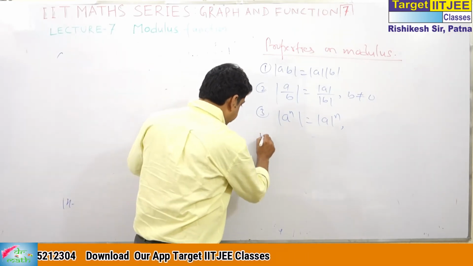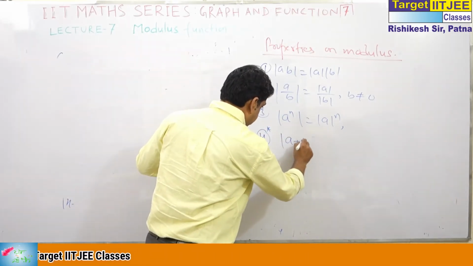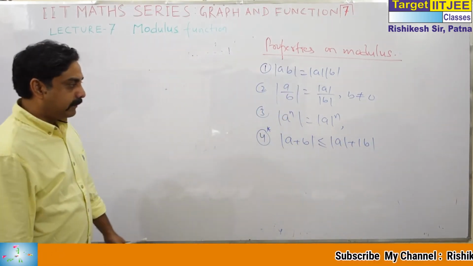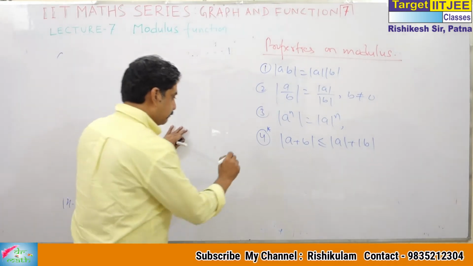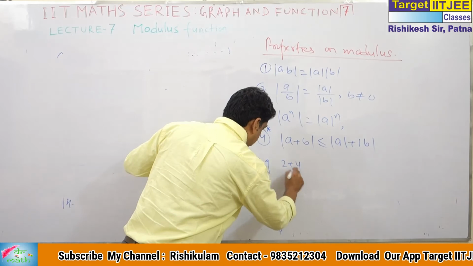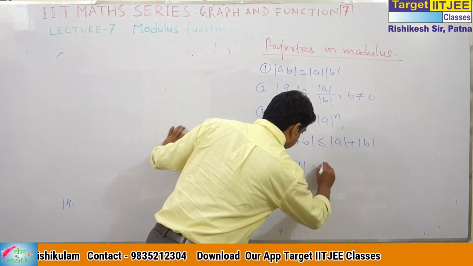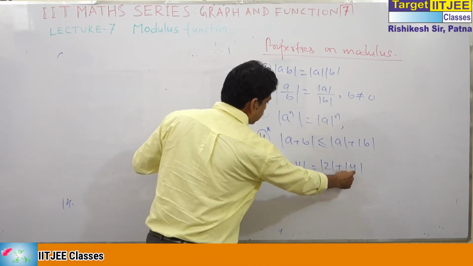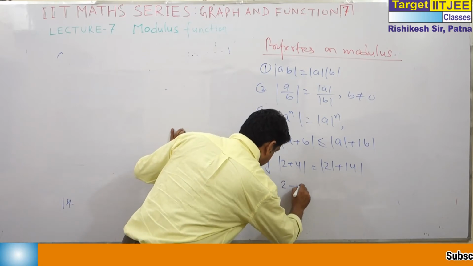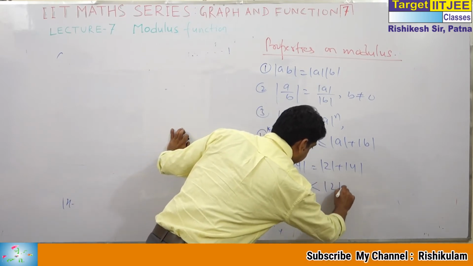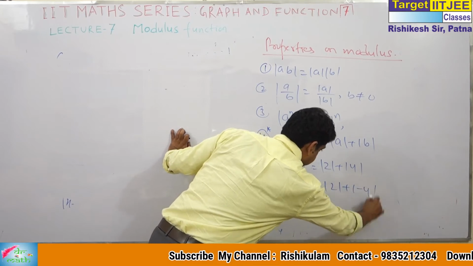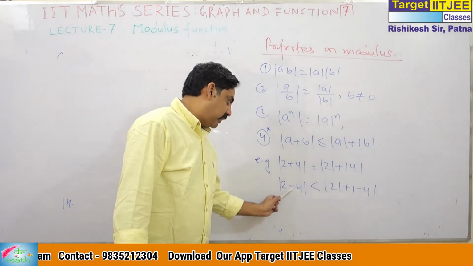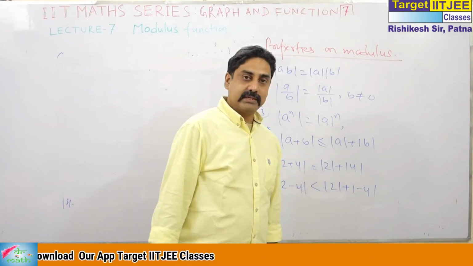Now, the fourth property, this is the main property. Mod A plus B is less than or equal to mod A plus mod B. For example, mod 2 plus mod 4 is equal to mod 2 plus mod 4. This is 2 plus 4 is 6, this is 2 plus 4 is 6. But mod 2 minus 4 is less than this. Why so? Actually, first when we take modulus, this is minus 2. Modulus of minus 2 is 2. But this is 2 plus 4 is 6.